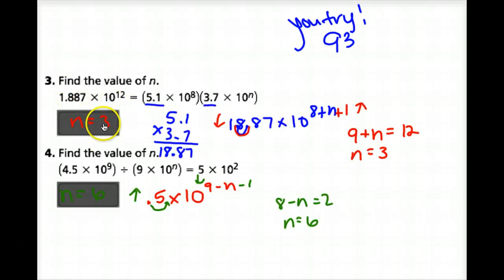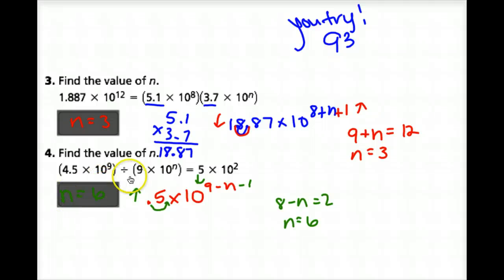Okay, so for the first one, we got n equals 3. You first multiply your two coefficients. You get 18.87 times 10 to the 8 plus n. But notice how we need to move this one over, which moves this down, moves that plus 1 up. So basically you get 9 plus what equals 12. Well, 9 plus 3 equals 12, so n equals 3.